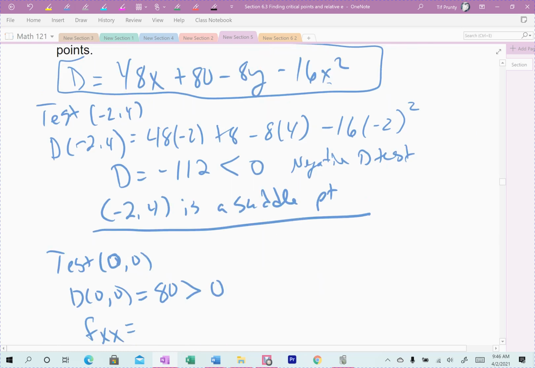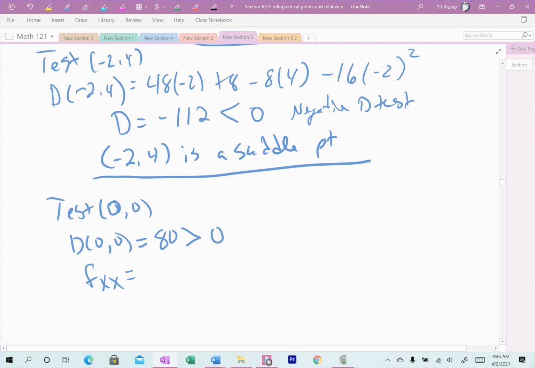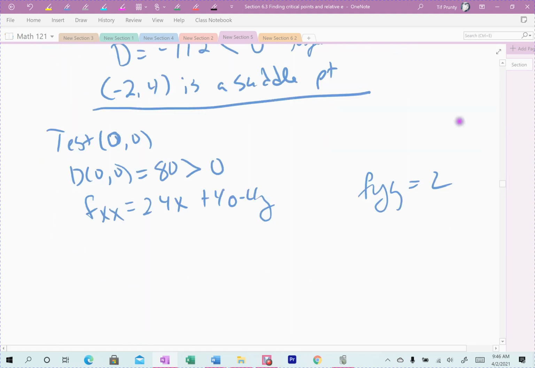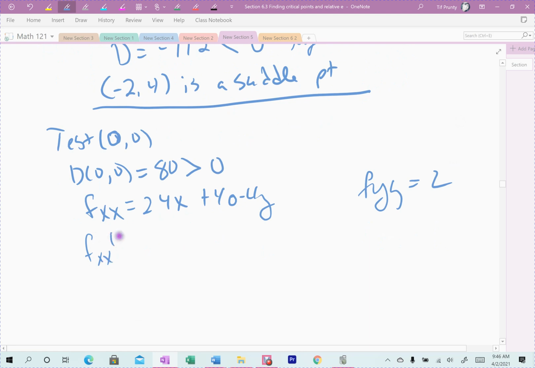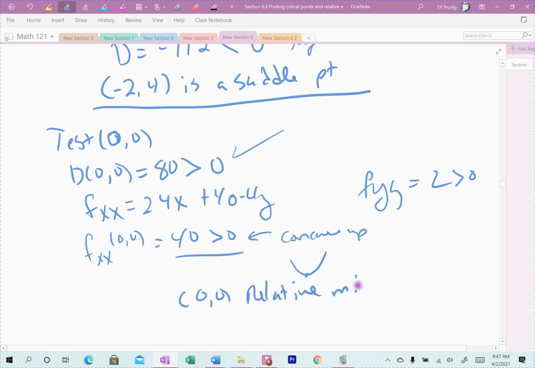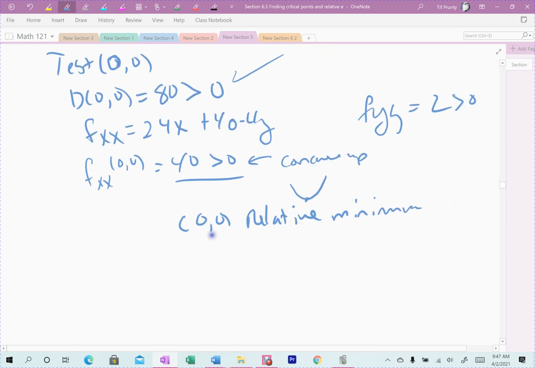If you remember, f of xx was 24x plus 40 minus 4y, and remember f of yy was 2. You'll see that they both will give me the same thing. If I plug my 0, 0 into f of xx, the x zeros out, leaving me with 40, which is positive. Well, f of yy is 2, which is positive. That tells me how it turns. Since it's positive, it's turning up, which makes it a relative minimum. I'd have to plug it into the original function to figure out what the minimum value was, but I know that I have a minimum at 0, 0.